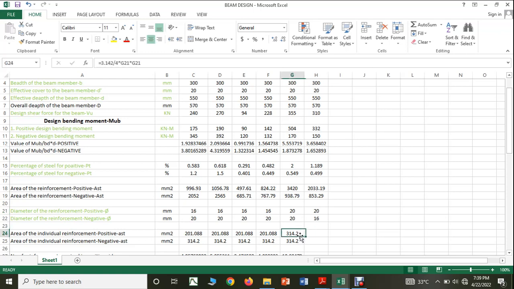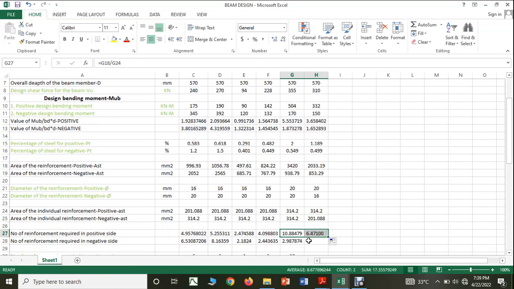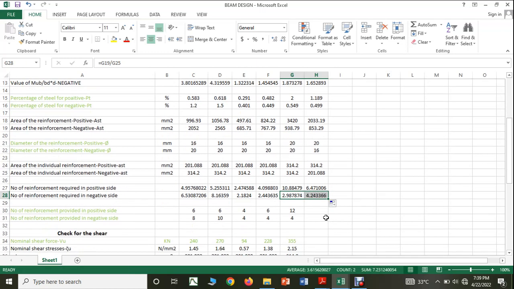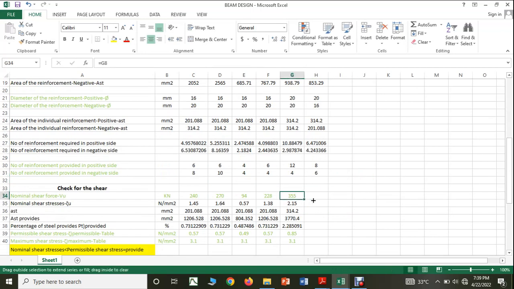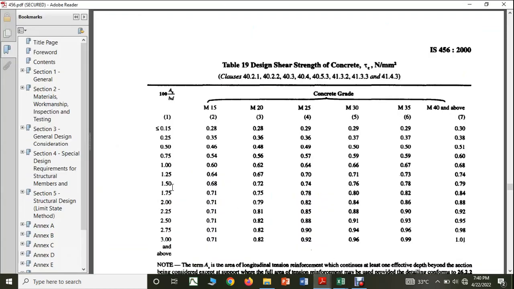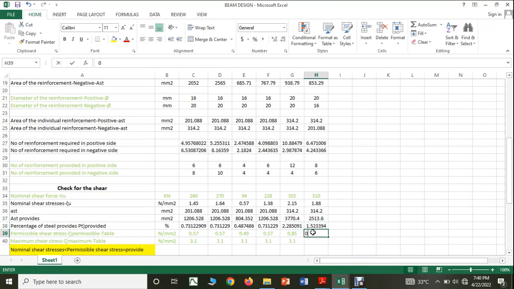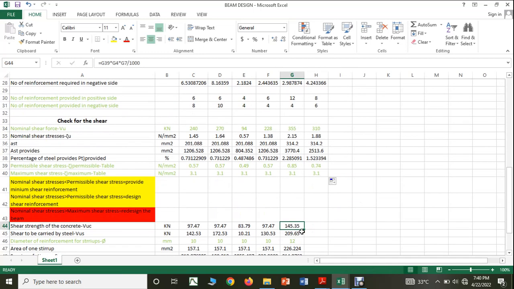So if you calculate, these are the corresponding areas. So the number of rods will be 8 and 6, and if you take this, this is the corresponding shear stress, these are the reinforcements you are going to provide. 1.52, almost here it is 0.74, and definitely 3.1, safe, you are supposed to design.